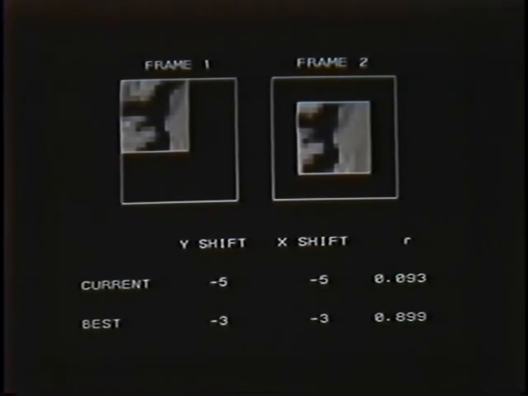We can see that the highest correlation was R equals 0.899 at an integer shift of 3 pixels down and 3 pixels to the right. Notice the similarity in the two windows when we shifted to this position.